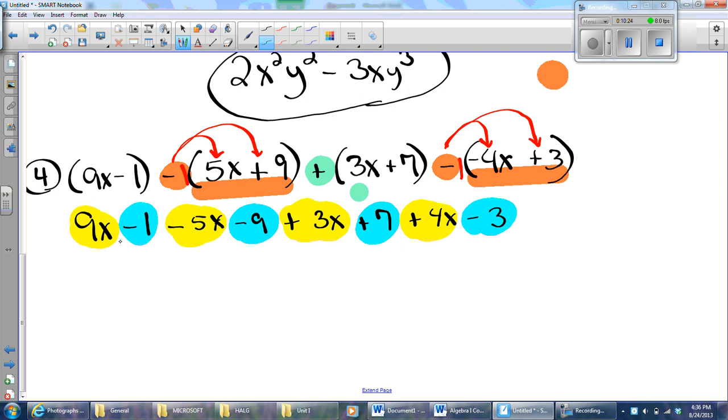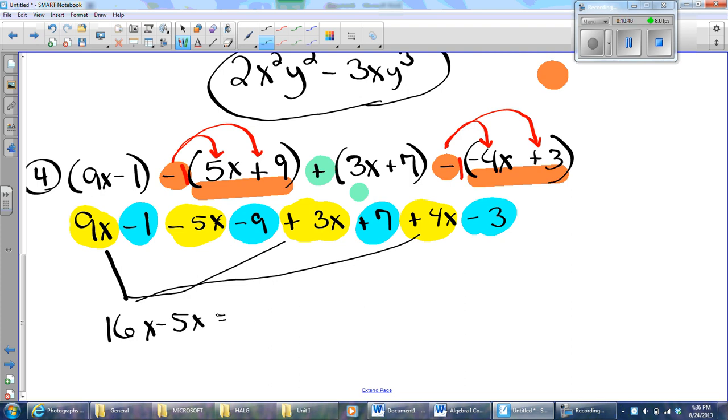I'm going to look and see how many positives I have. So in the yellow, it looks like I have 16 positives. This one, and this one. I have 16 positive x's. And I'm taking away 5 x's, which will end up being 11 x's. Now in the blue, it looks like I have 19 negatives and 7 positives. Well, that 7 of the negatives will cancel with 7 of the positives, leaving me 12 negatives. The simplified answer is 11x minus 12.